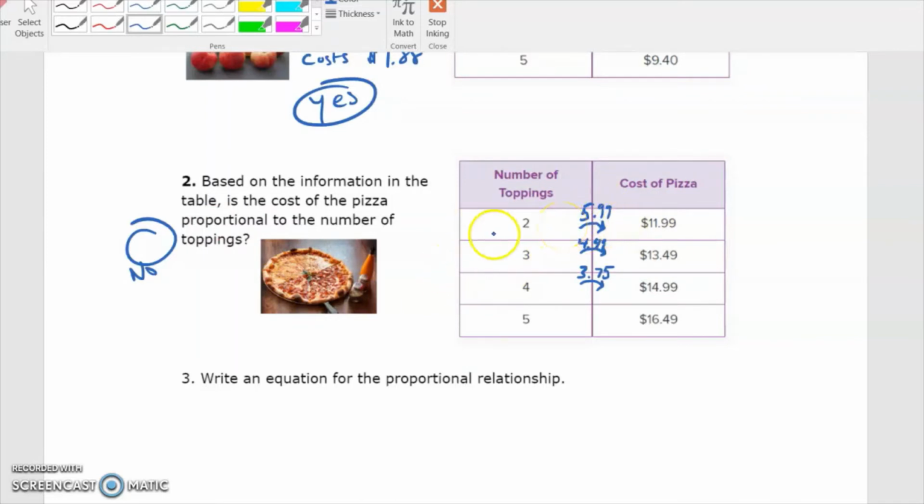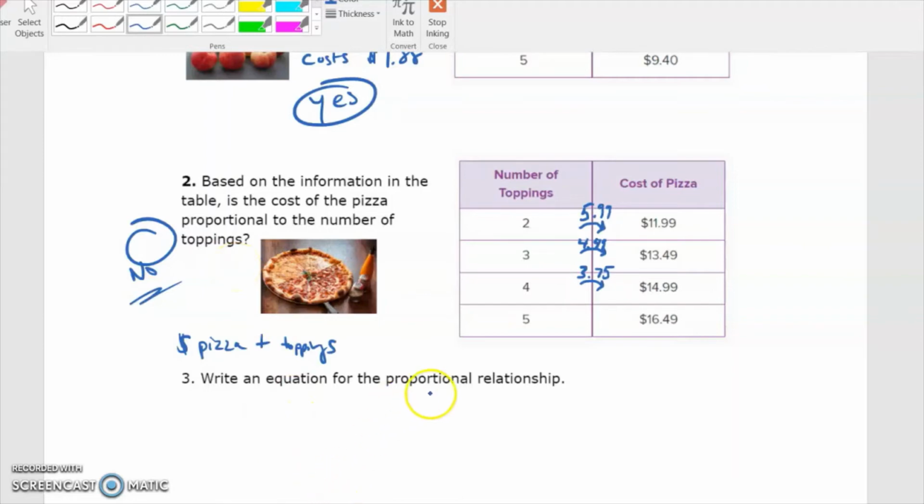And that kind of makes sense. Usually you don't get charged based on the number of toppings in a way that's proportional. Usually it's like a certain amount for the pizza, and then it's plus toppings. You're not just charged differently for a different topping pizza. So that makes sense that this one is not proportional.